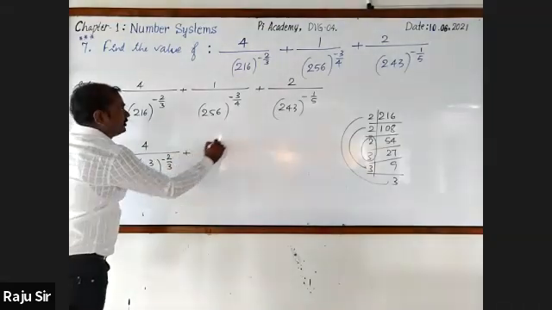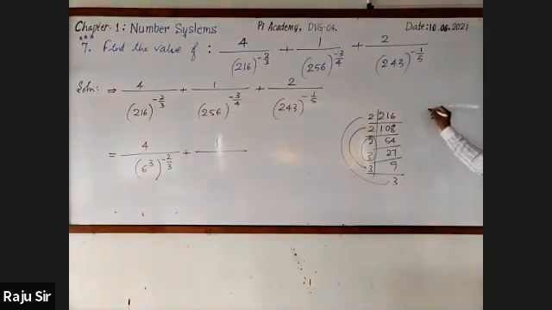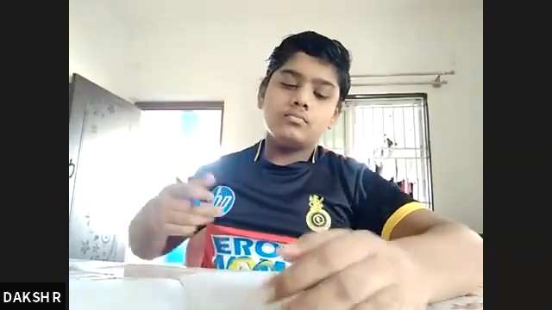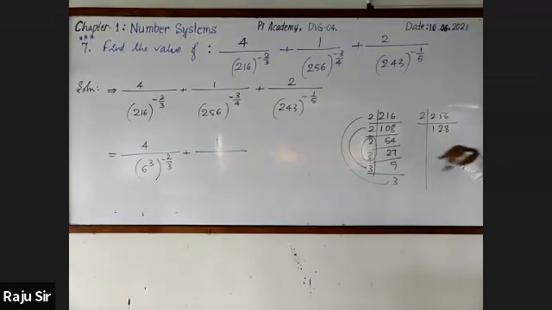Next, plus 1 by 2 raised to the power of 8. Look at 256. We can write 2 1s are 2, 2 2s are 4, 2 4s are 8, 2 8s are 16, 2 16s are 32, 2 32s are 64, 2 64s are 128, 2 128s are 256. Here also you can group them. Here 4 times 2, 4 times 2 is there.